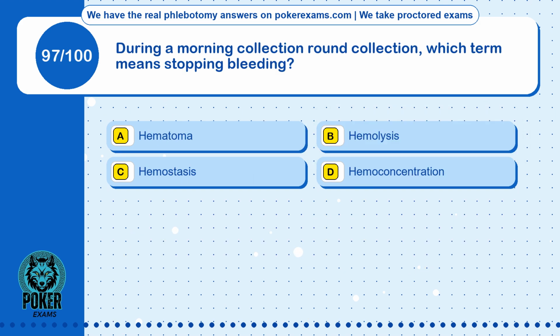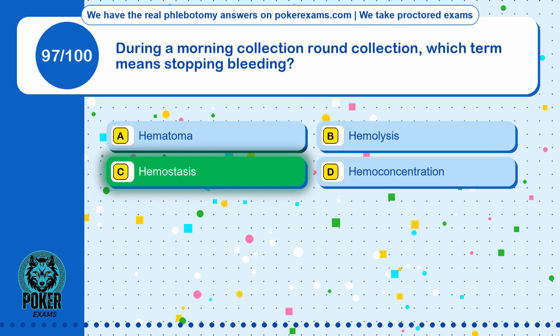Question 97. During a morning collection round collection, which term means stopping bleeding? Option A hematoma. Option B hemolysis. Option C hemostasis. Option D hemoconcentration. The correct answer is option C. Hemostasis.